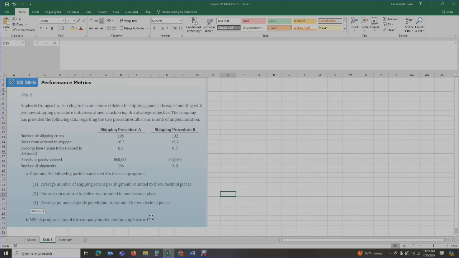We're to compute the following performance metrics for each program. Number one, calculate the average number of shipping errors per shipment, rounded to 3 decimal places. Number two, the hours from the time the goods are ordered to delivered, rounded to 1 decimal place. And number three, the average pounds of goods per shipment, rounded to 2 decimal places. Once we do those calculations, we're going to evaluate the information and identify which program the company should implement moving forward.